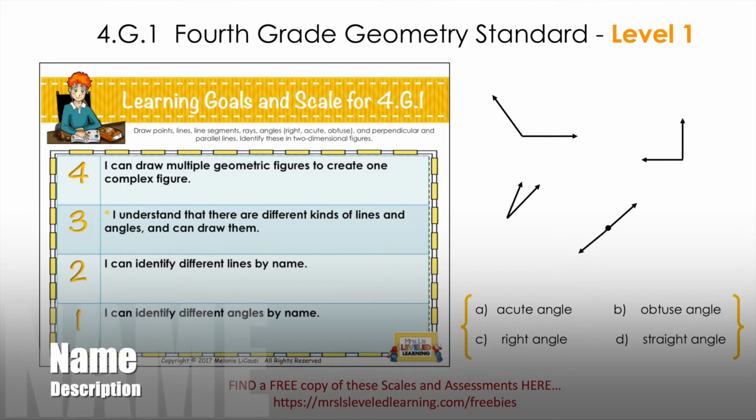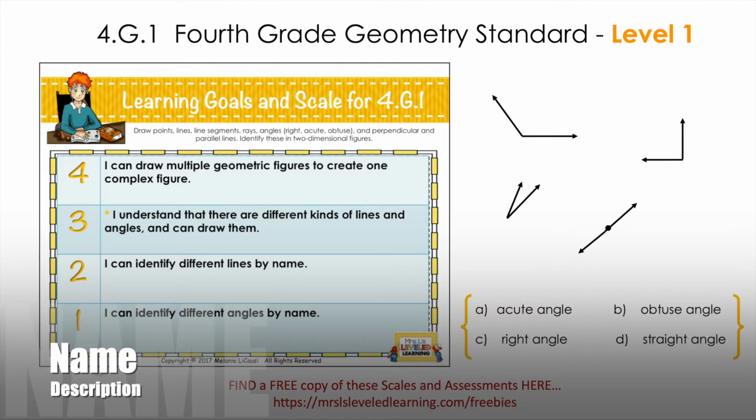When I introduce this fourth grade scale, I start at level 1. Levels 1 and 2 are pulling on background knowledge that students have about shapes and lines from previous grade levels. Working up to level 3, which is the grade level expectation, I understand that there are different kinds of lines and angles and can draw them. Level 4 is for your advanced students, and we'll get to that in a minute.